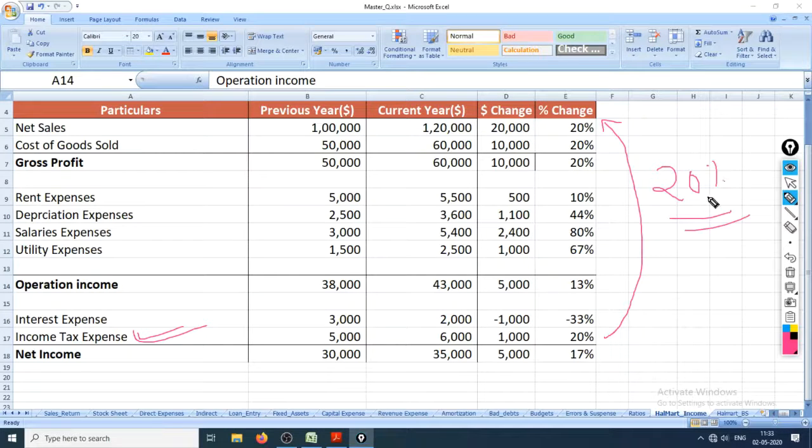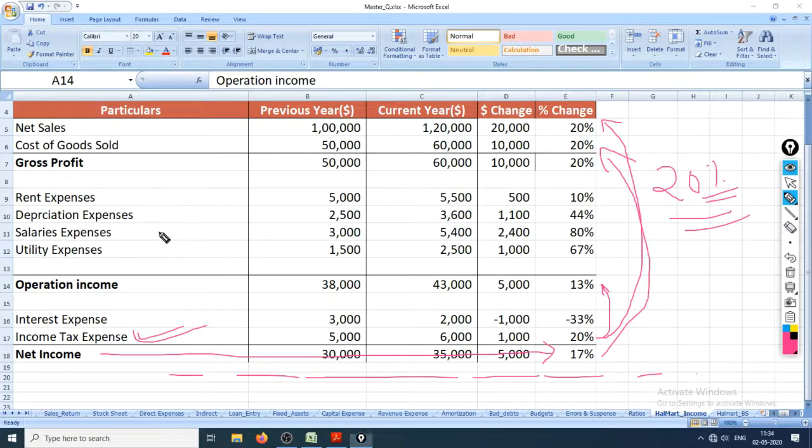So it looks very fine. But if you consider the operating income, that is the amount we are paying tax on, questions can be raised on this. And net income increases 17%. That is also okay. So you'll always have this many figures to audit. Suppose you have 1, 2, 3, 4, 5 figures to audit.